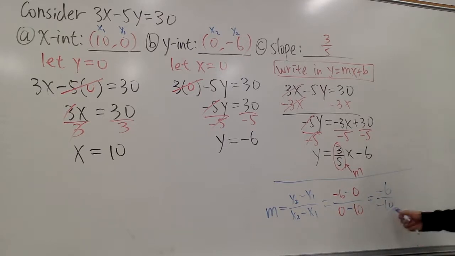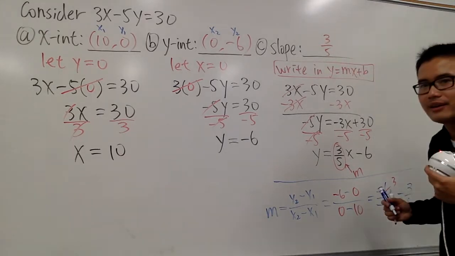-6 over -10. You know the answer has to be positive. And we know 2 goes into 6 3 times, and 2 goes into 10 5 times. Final answer is positive 3 over 5. And that's the same answer that we got earlier.